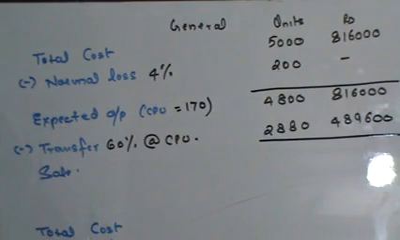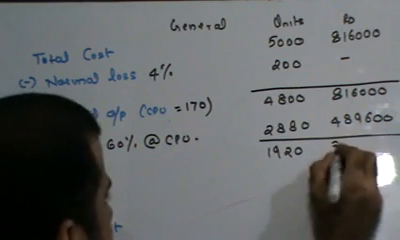Now if 60% is transferred, then 40% will be sold. Your sale, 40% of 4,800, is going to be 1920. Sale has to always be at sale price. Sale price is 200 rupees. So 1920 into 200 rupees will be 3,84,000.